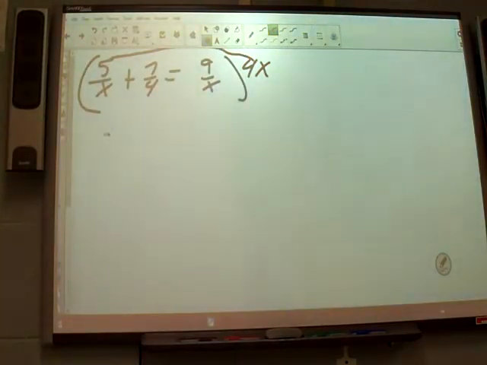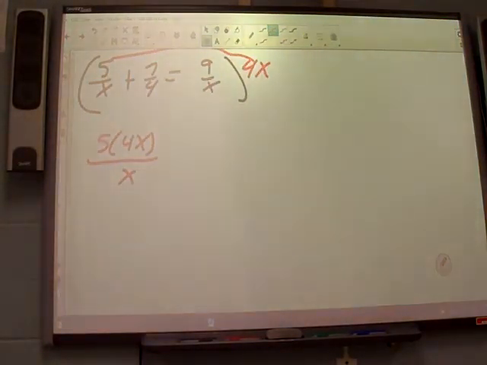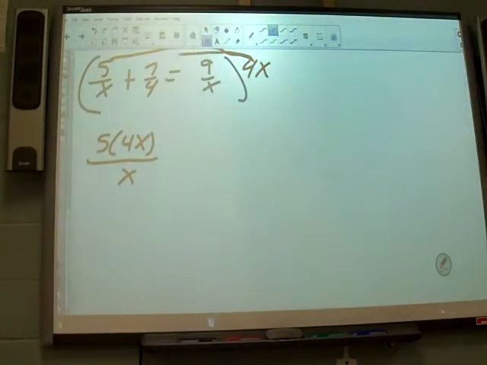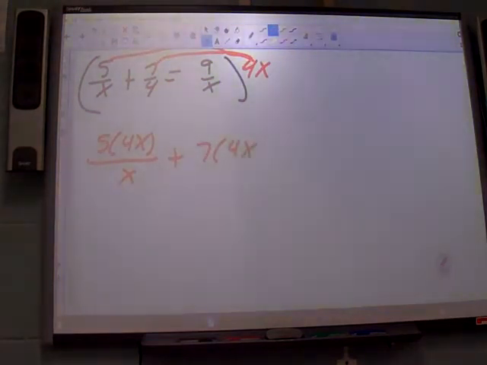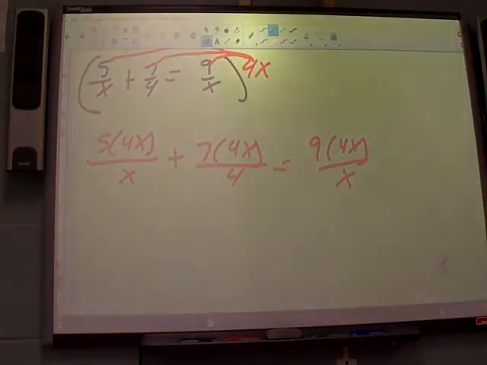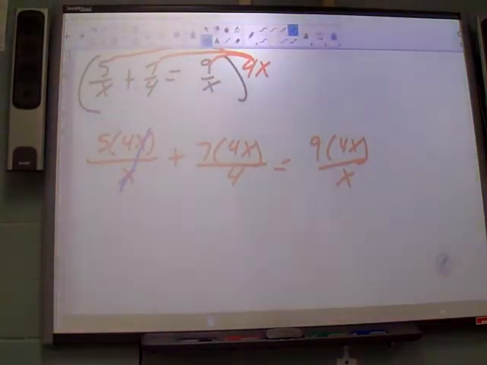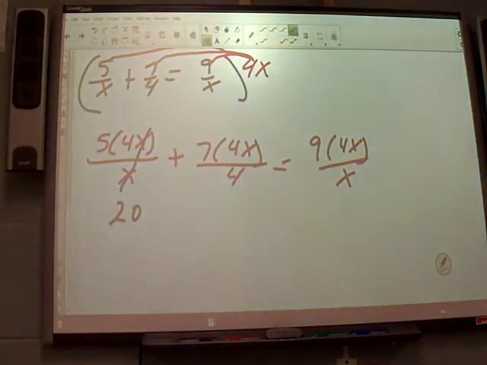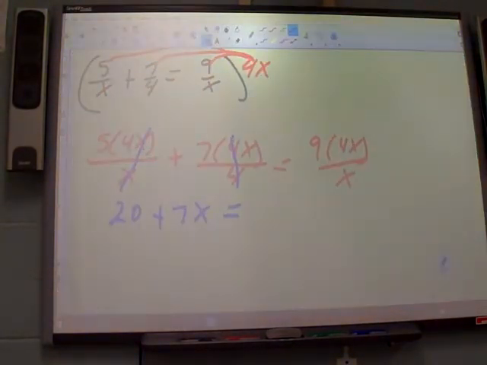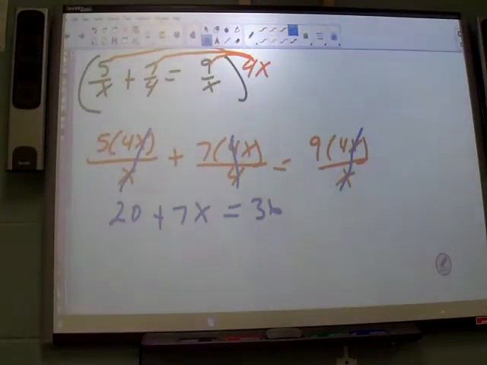4x times this. That means I have 5 times 4x over x. Okay, I'm probably never going to write it all out this way again. I'm just trying to show you how it all works mathematically. Then I go here, plus 7 times 4x over 4 equals, then I go here, 9 times 4x over x. We just multiplied all of them by 4x. And so now if you start thinking about our ninja stuff, those x's go away. So that piece is just a 20, 5 times 4. Here, those 4's go away, so that's just a 7x. Very good. Equals, there the x's go away, 9 times 4. So now there's your two-step middle school equation.